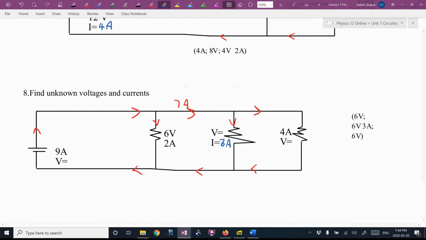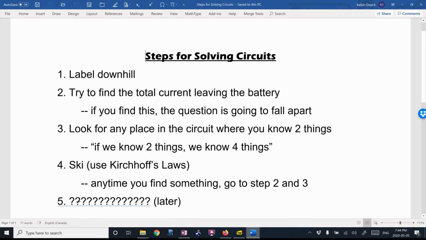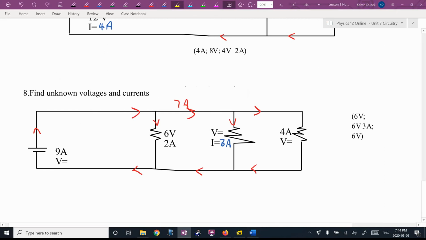So there's my current. What about voltage? Well, I know two things. I could certainly find the resistance, but they didn't ask for that. So look for any place where I know two things. Ski. All right. Well, if I ski here, I don't know either voltage. I have two unknowns. If I ski this run, I have two unknowns.